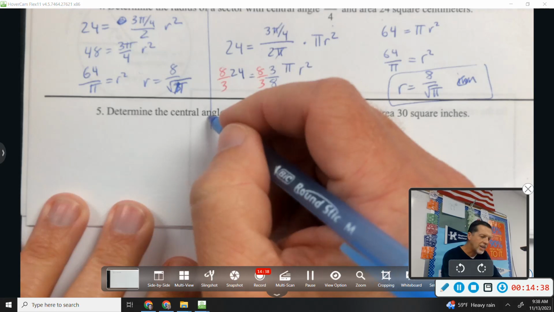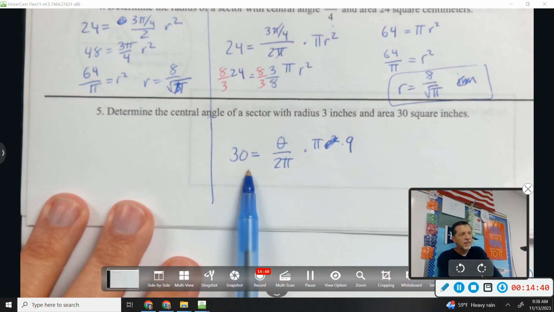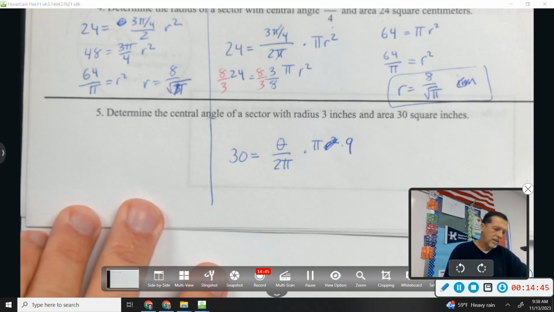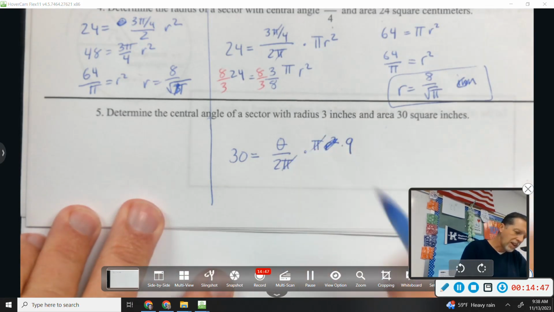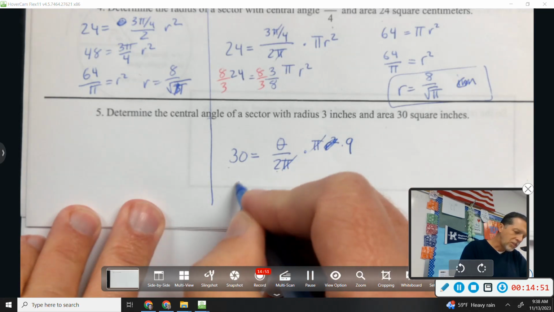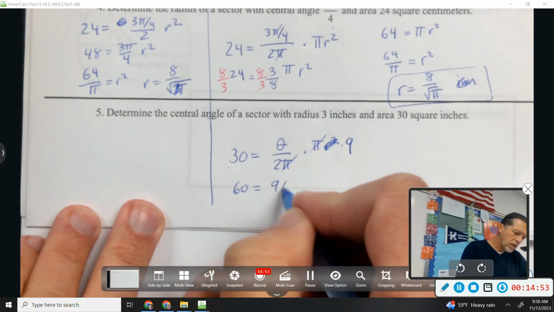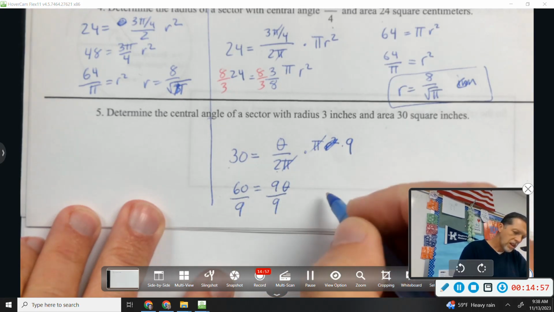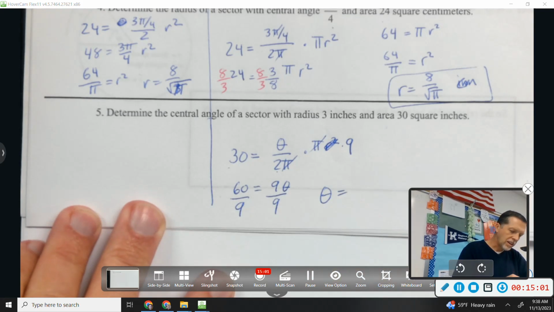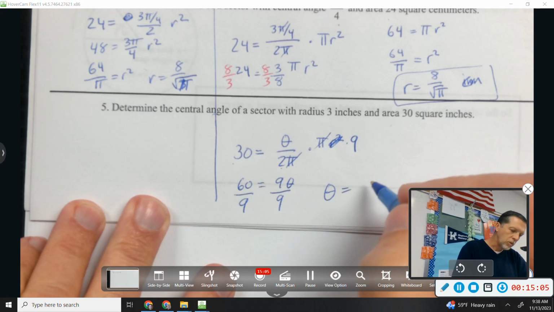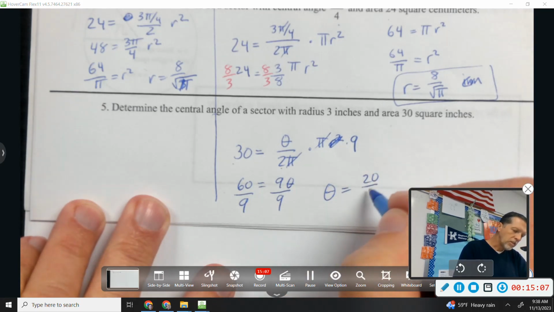Again, that's the conceptual way that I'm thinking about it. The area is the ratio times the whole area. And then this is kind of nice, the pi's cancel. I would multiply by 2 and then divide by 9. So 60 over 9, although that reduces to 20 over 3.